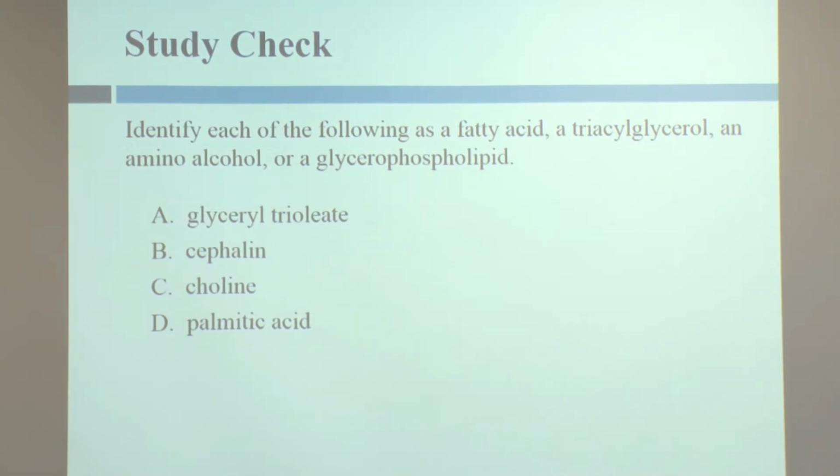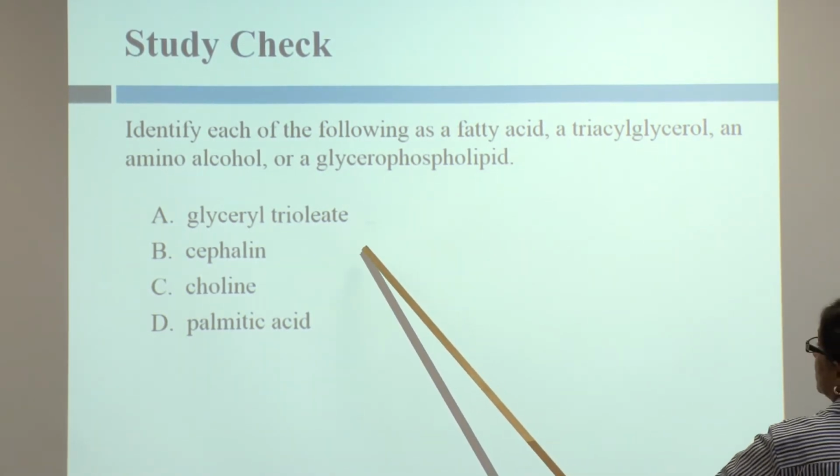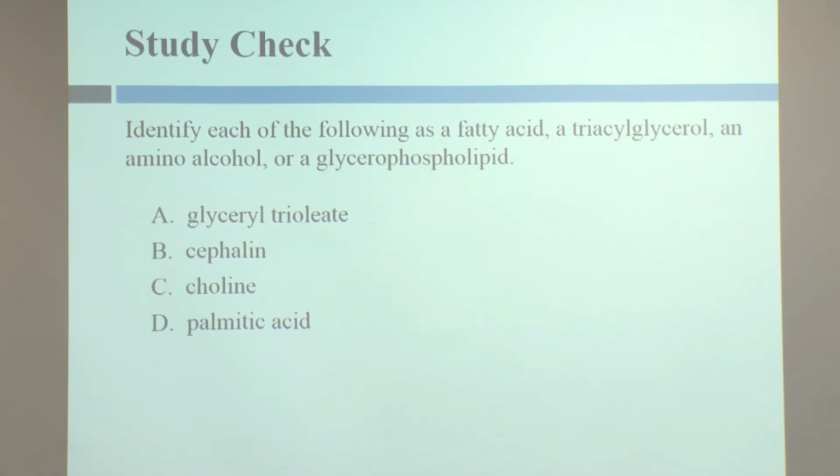Okay. Identify each of the following as a fatty acid, a triglycerol, an amino alcohol, or a glycerophospholipid. I will look at this name, glyceryl trioleate. So I see glycerol and 3 oleic acid molecules connected. That is a triglycerol. Cephalin, choline, palmitic acid. Palmitic acid is a fatty acid. Choline is an amino alcohol.